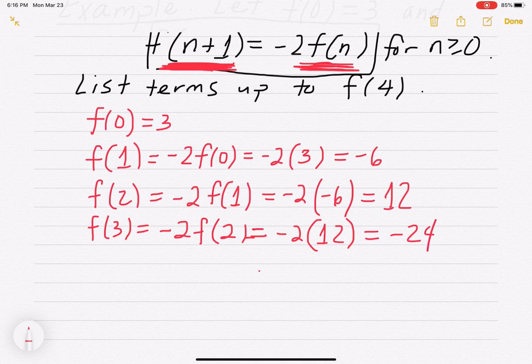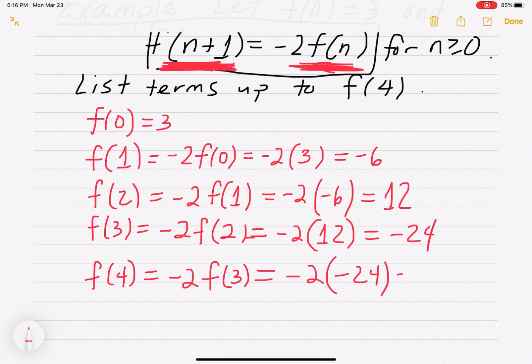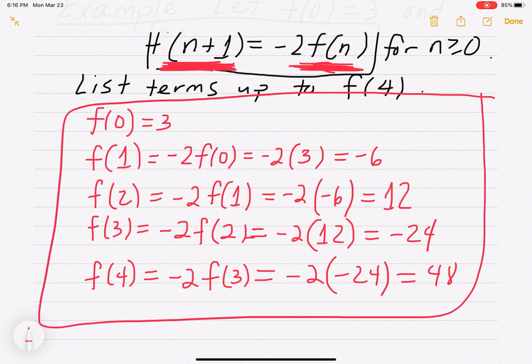And finally, we find f of 4. According to this recursive definition, f of 4 is going to be negative 2 times the previous term, f of 3. That's equal to negative 2 times negative 24, which is going to be positive 48. So those are the terms f of 0 all the way up to f of 4.